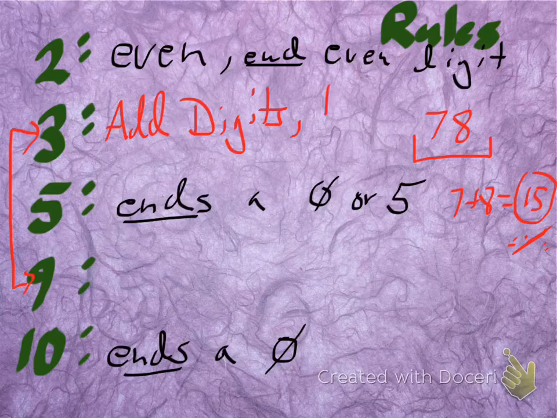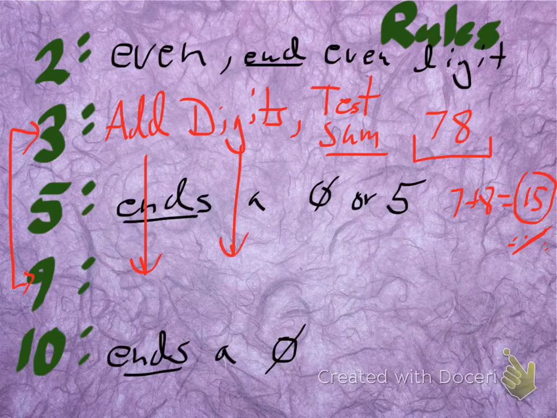Okay, so for both of these, the 3 and the 9, you're going to add the digits, and you're going to test the sum. You test the sum of the digits. And if 3 divides it, then 3 divides the original number. For the 9 rule, you do the same thing, and again you test the sum. Okay, so let's try another example.